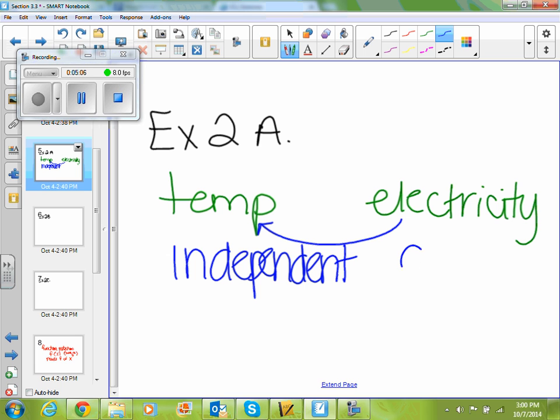And our electricity is our dependent because it's the one that depends on the other, so dependent. That's it for that one.